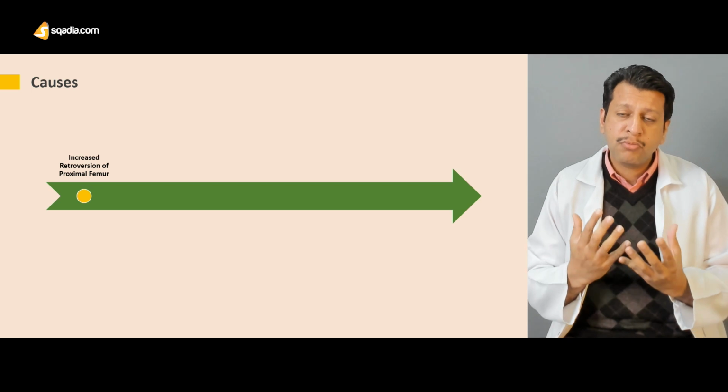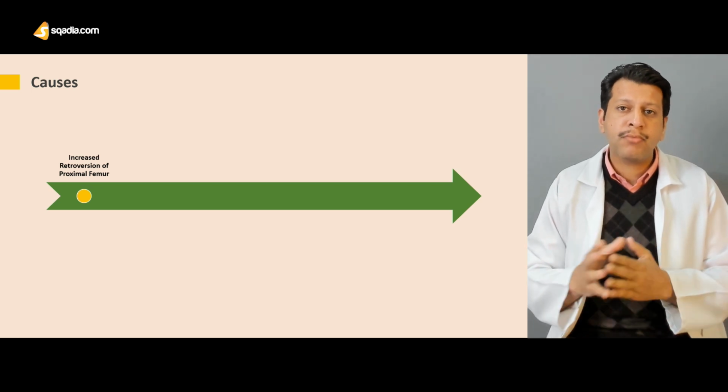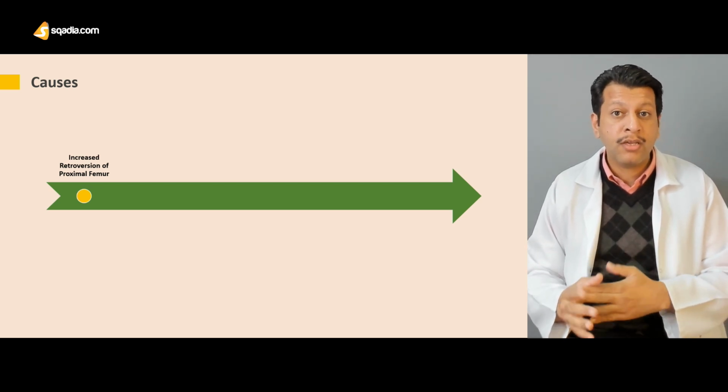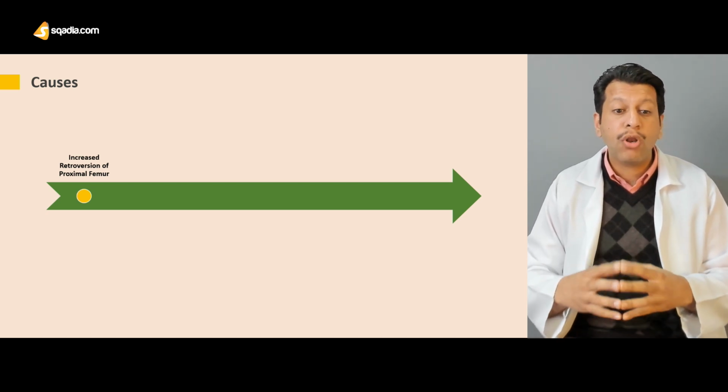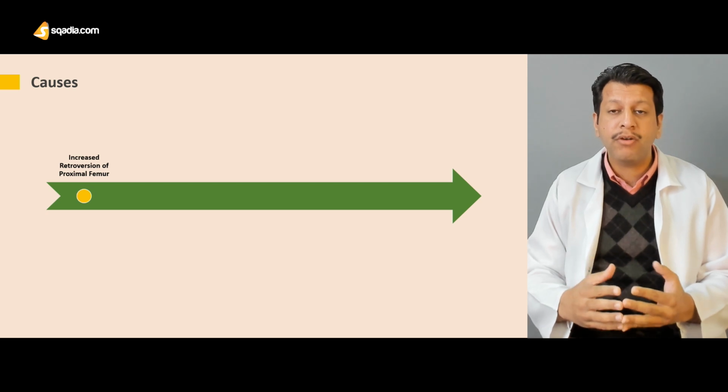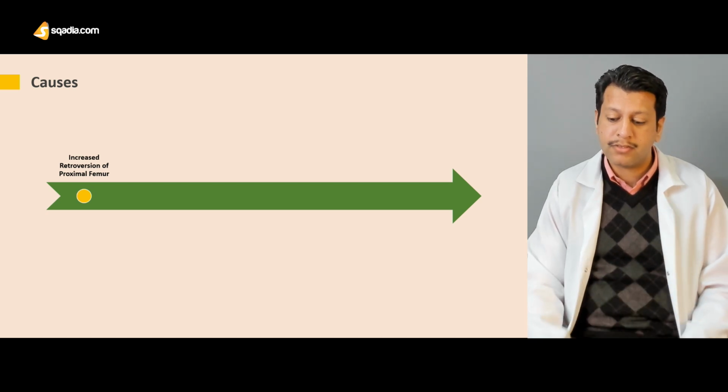Therefore, this malalignment, complicated by increased mechanical loading as well as a thin cortex and a thin perichondral ring, all contribute to this problem, leading to slipped capital femoral epiphysis.